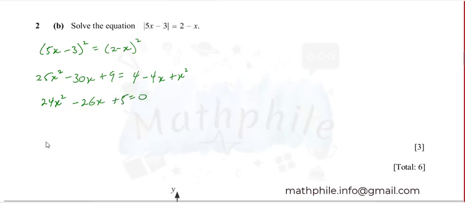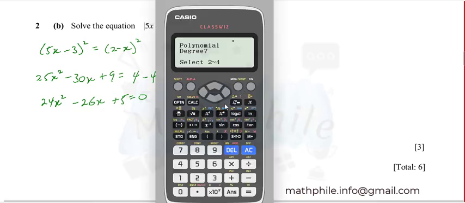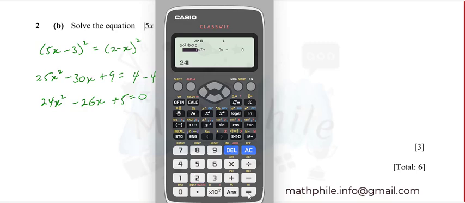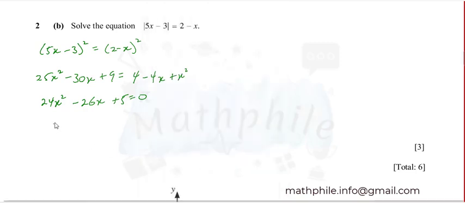Let's use a calculator to solve this one and see what we get. So a polynomial of degree 2. We've got 24, negative 26, positive 5, and the answer is 5 over 6 and 1 over 4. So 5x minus 6, then 4x minus 1 goes to 0. So this gives you x equals 5 over 6, then x equals 1 over 4.